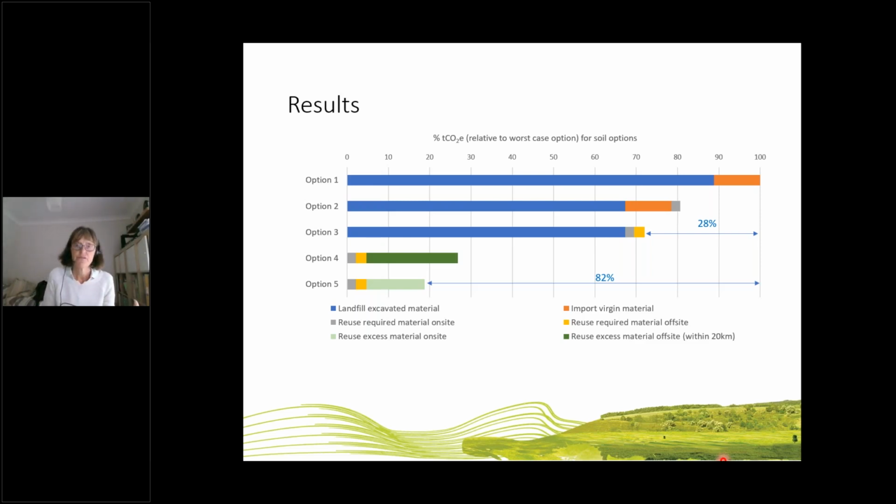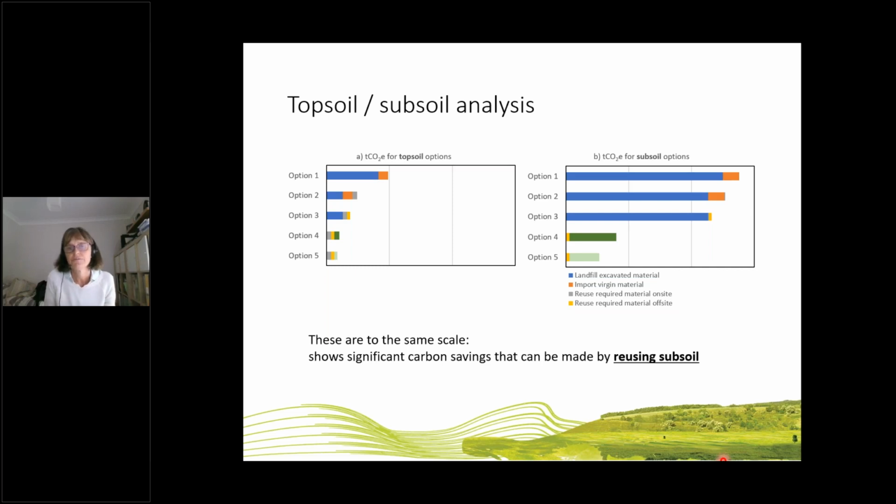What we also did was divide this up into topsoil and subsoil. These graphs are to the same scale. It's the same data showing the carbon for the different topsoil options and subsoil options. I think we're all pretty aware that topsoil is really valuable, and we can often find reuses for it. We'll find somewhere, not this site, but the next door site. Therefore, the savings there aren't as massive. But if you look at the subsoil, there are some massive savings to be made if we can find more uses for our subsoil. So from option 3 to option 4 is potentially the biggest saving, and it's just trying to find a use for subsoil.